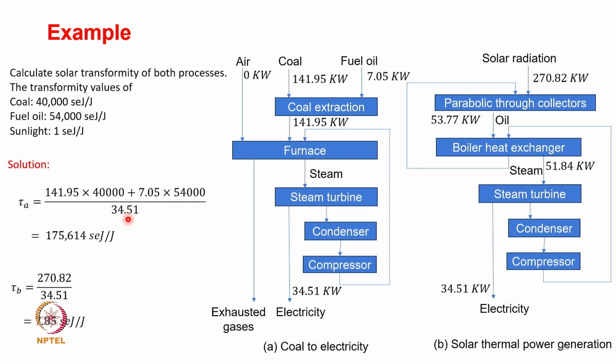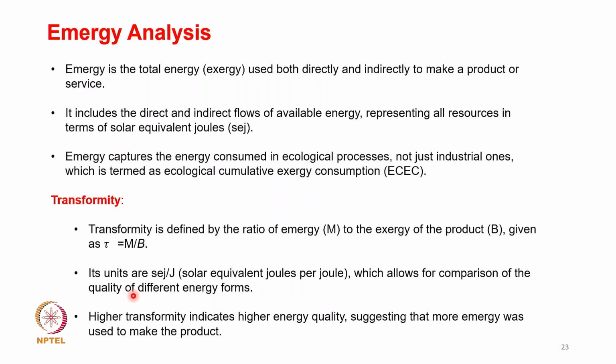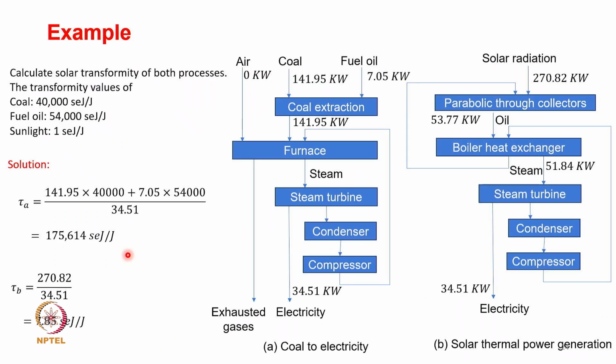So when you compute the ratio of that, what we are going to get is the transformative factor, which is tau, the ratio of m by b. So now let's move on. We will leave this as an exercise for you to do. You can also compute it for tau B, wherein your 270 and 34, because there are no intermediate steps, there is no fuel oil coming in. Solar radiation of course has a CJ value of 1.